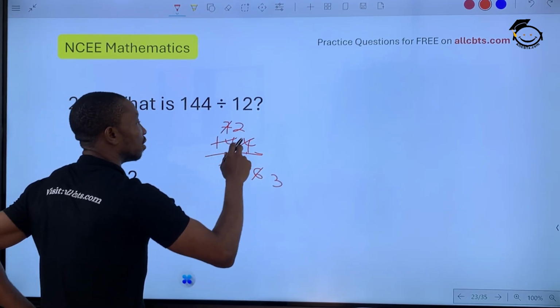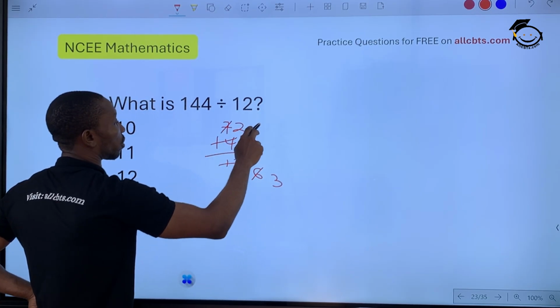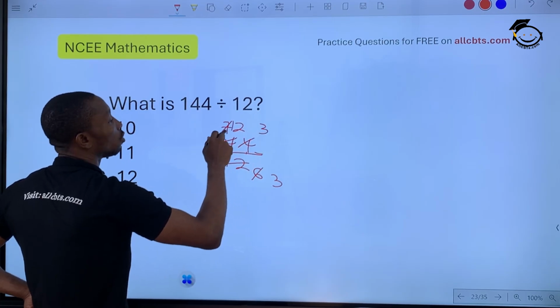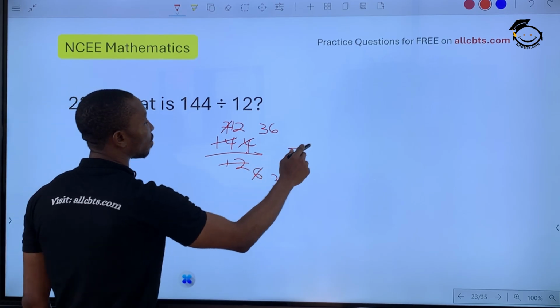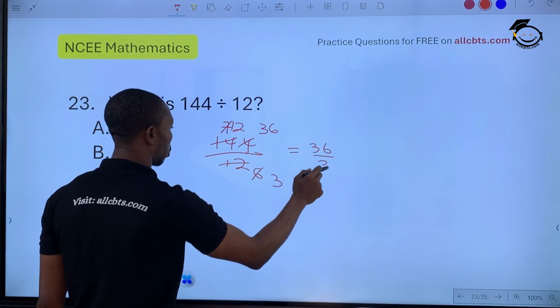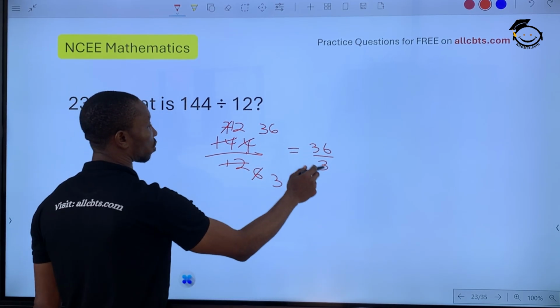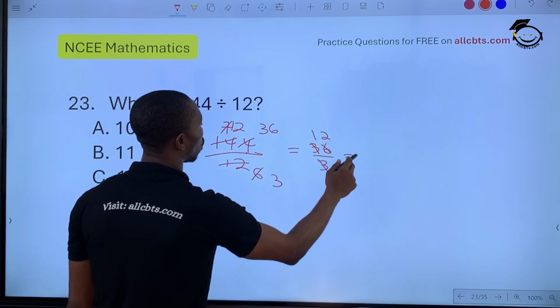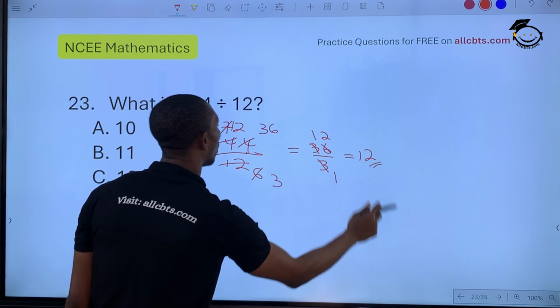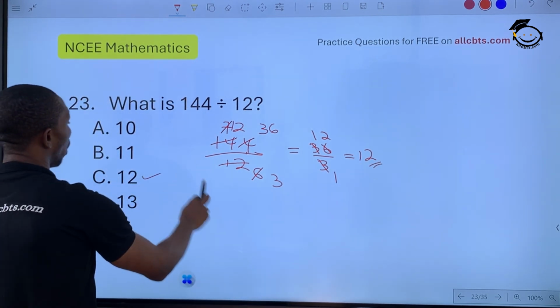2 into 7 is 3, remainder 1. 2 into 12 is 6. So we have 36 divided by 3. So 3 into 3, 1. 3 into 6, 2. So 144 divided by 12 would be 12.